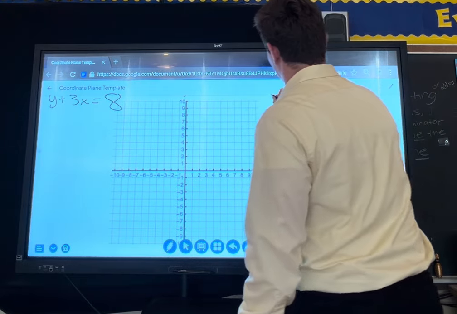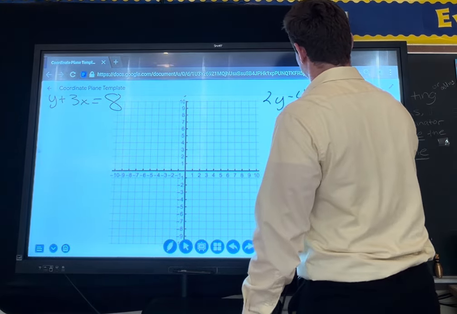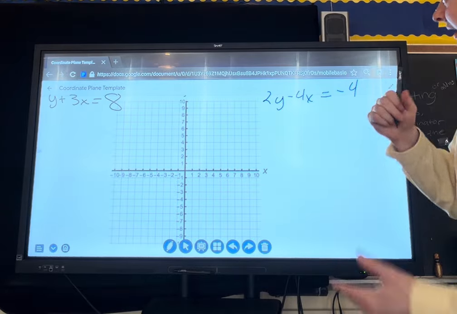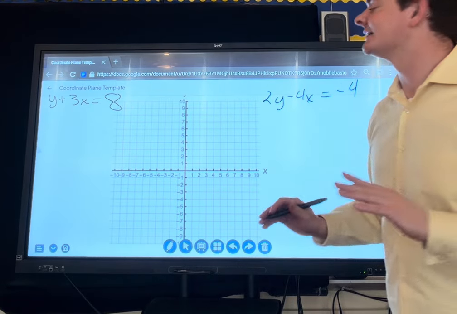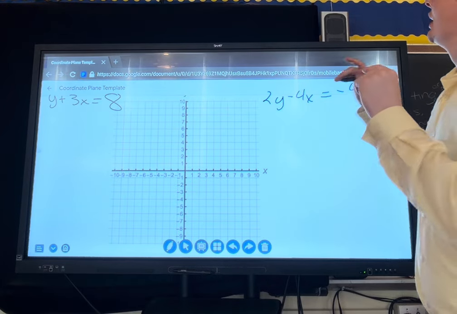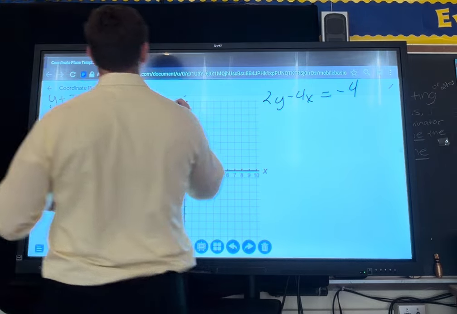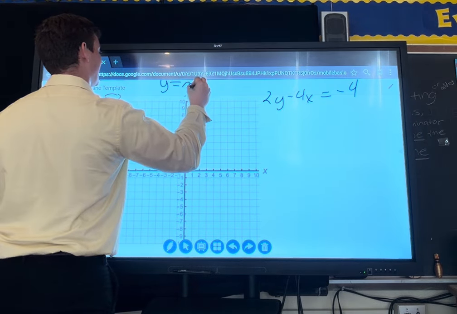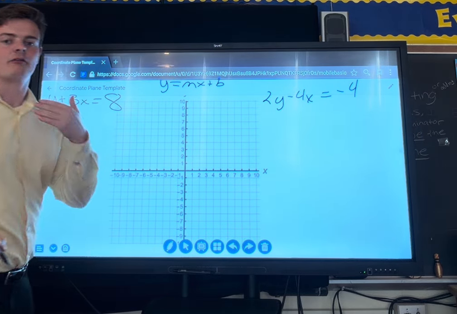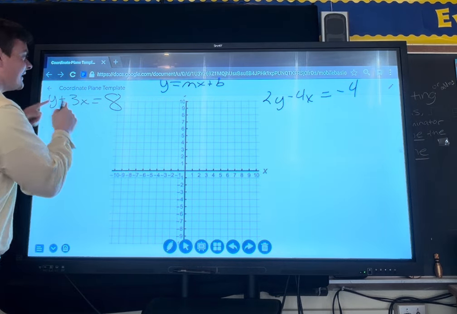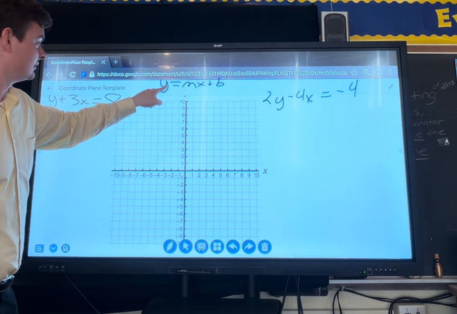and 2y minus 4x equals negative 4. Okay. These look a bit different, but it's the same exact thing. They're just lines. In order to best graph a line, you have to get it into y equals mx plus b form. What does that mean? It's just getting the y by itself.